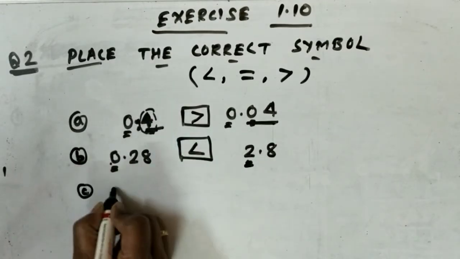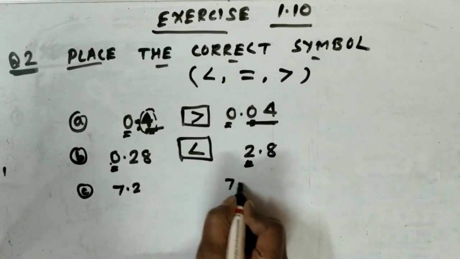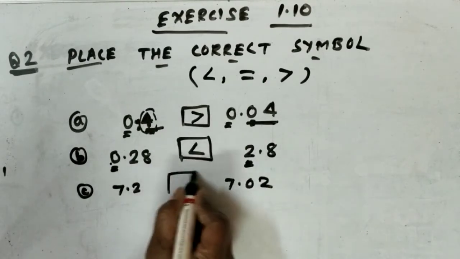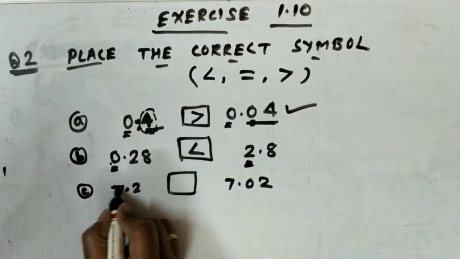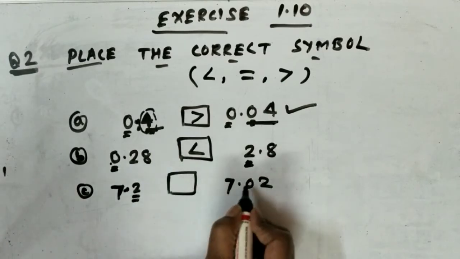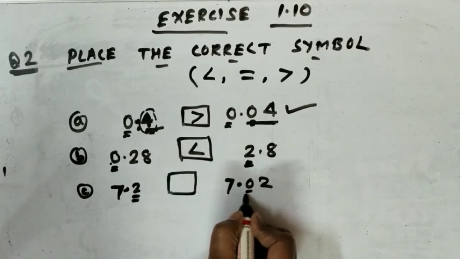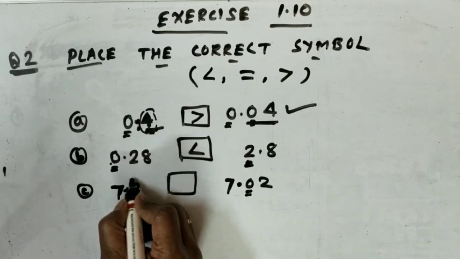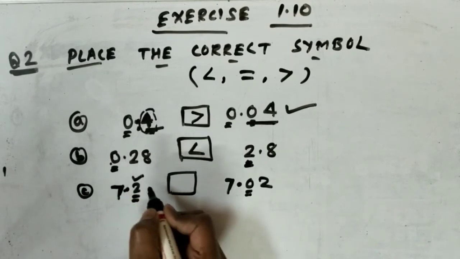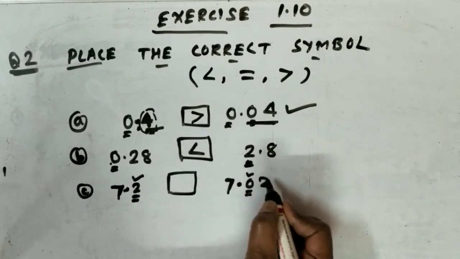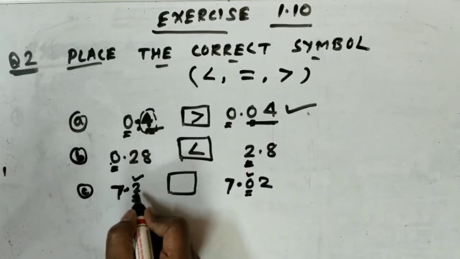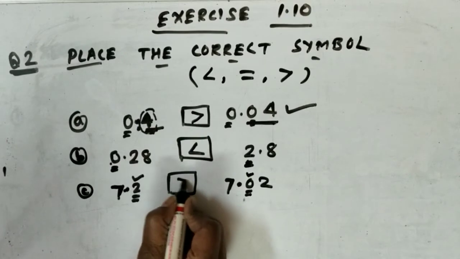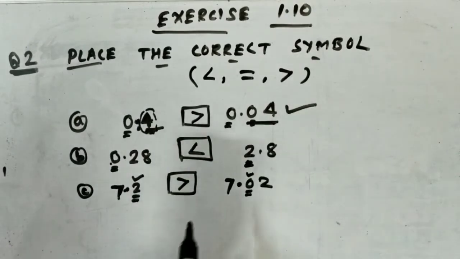Next question is 7.2, 7.02. Again the same as the first sum. Here the 7 before the decimal point is the same. After the decimal point, the tenth place here is 2, and here the tenth place is 0. We have to see only the tenth place first. If the tenth place is equal, then you have to move towards the hundredth place. The decimal whose tenth place is greater is the greater decimal. So our answer is this.